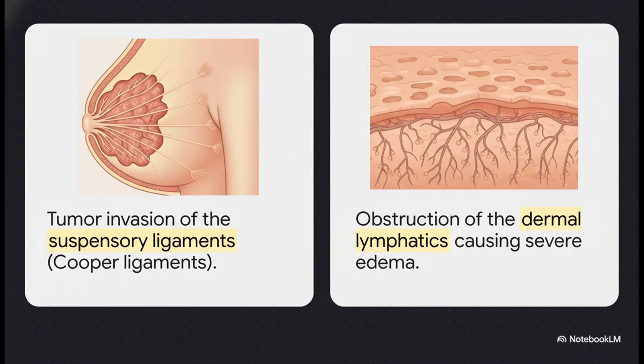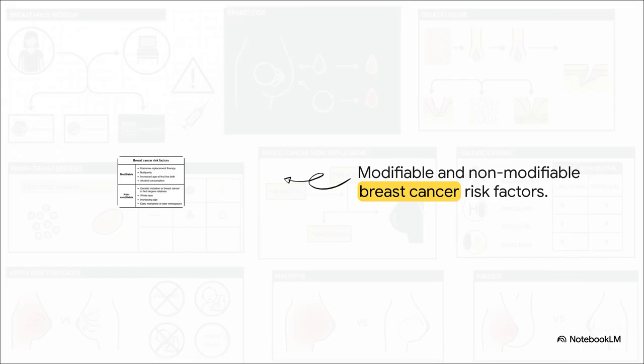You'll see this lymphatic obstruction classically in inflammatory breast cancer. And importantly, that presents with warmth and erythema, but it completely lacks the systemic fever you'd see in an infectious mastitis. Let's look at modifiable and non-modifiable breast cancer risk factors.